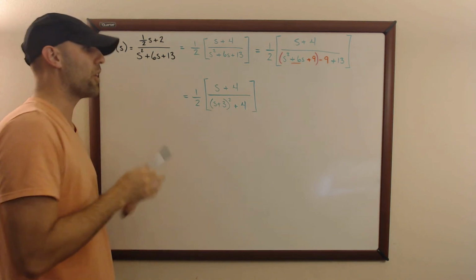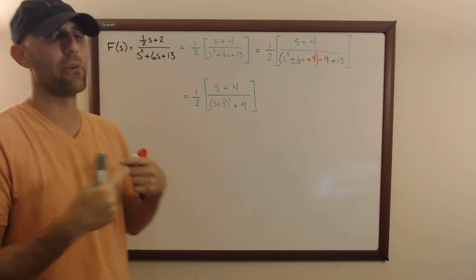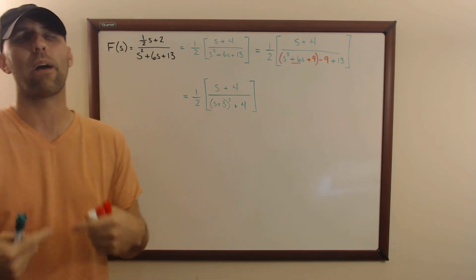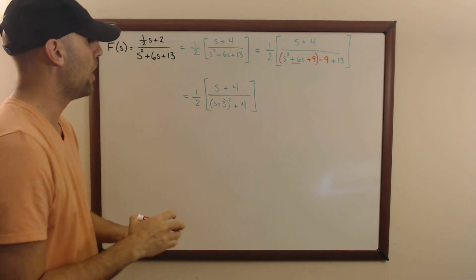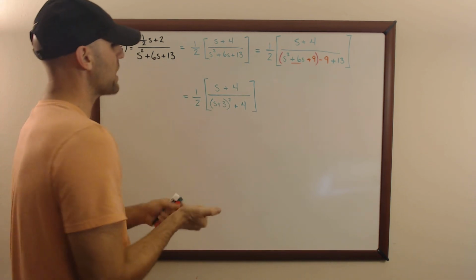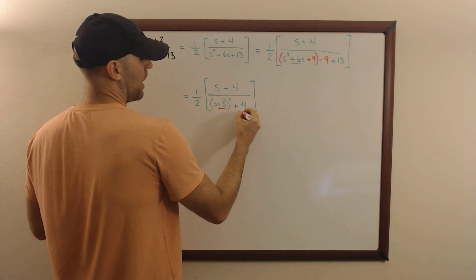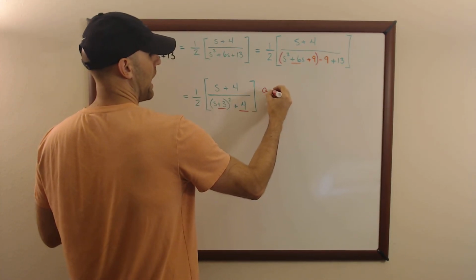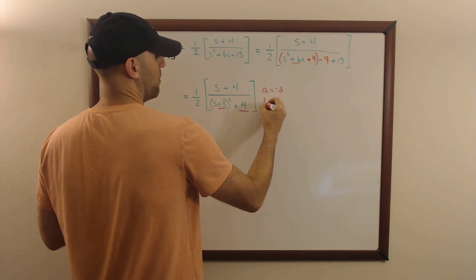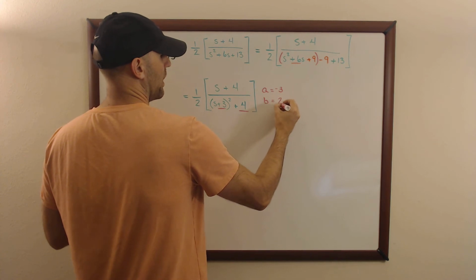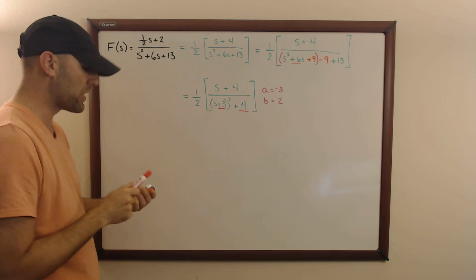From here, I can already tell you what I need A and B to be in order to fit my formula for either s minus a over s minus a squared plus b squared, or b over those things. If I'm looking at this, I can already tell you that a is going to be negative 3 and b is going to be 2. That's b squared, remember?